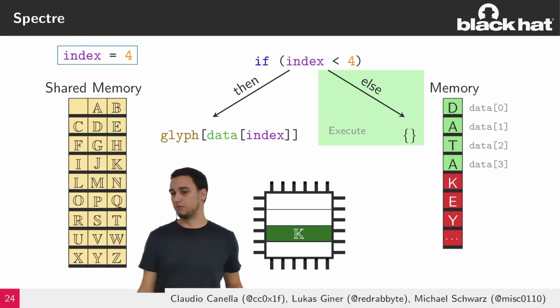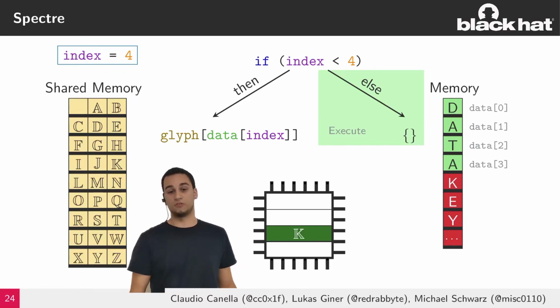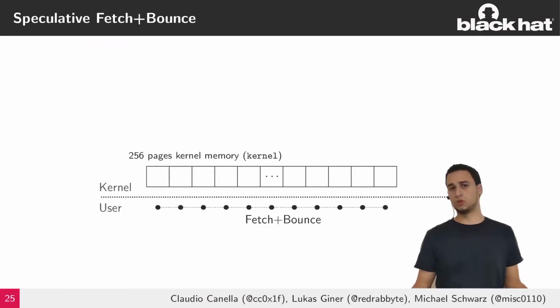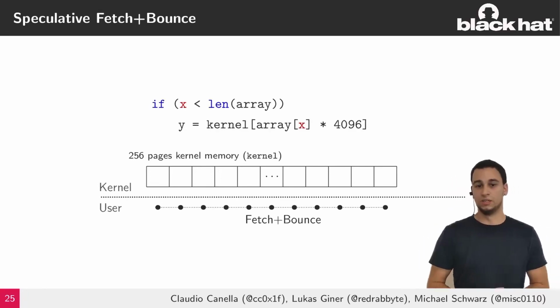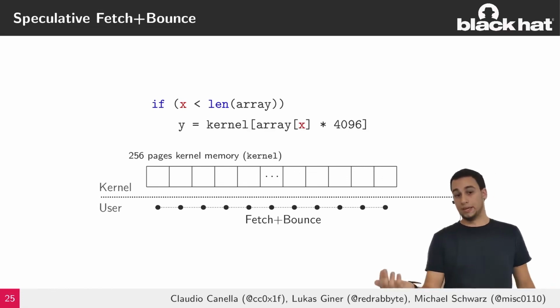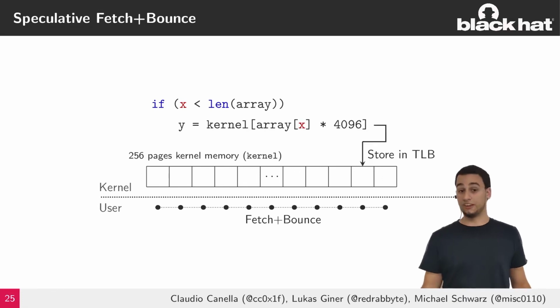As Lukas said before, we have these attacks that can measure the timings, and Claudio also exploited that. We can see that from the cache and infer the secrets from it. And now we could also combine that with our Fetch+Bounce method. If we have this bounds check condition, and then access something based on this index, it's not only put into the cache, but also into the TLB. Then we can use Fetch+Bounce to iterate over the memory.